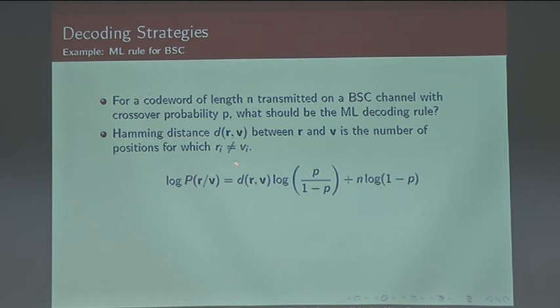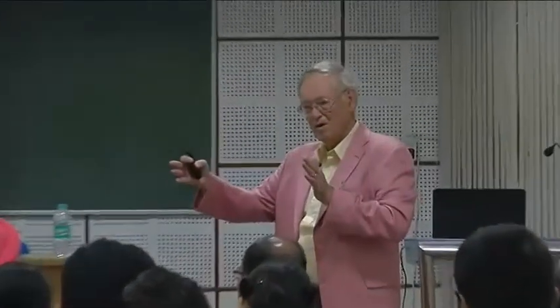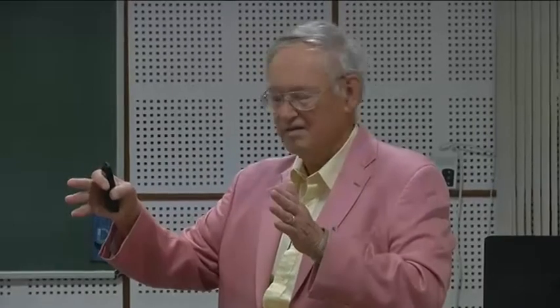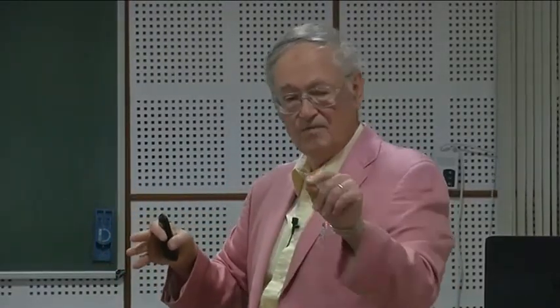If we define something, this is clearly going to depend on v. In n bits, we're going to have a certain number of epsilons, which corresponds to the number of positions in which what's received is different from what's transmitted. And we're going to have a certain number of log of 1 minus epsilon terms, log of these probabilities, whenever the received bit agrees with the transmitted bit.